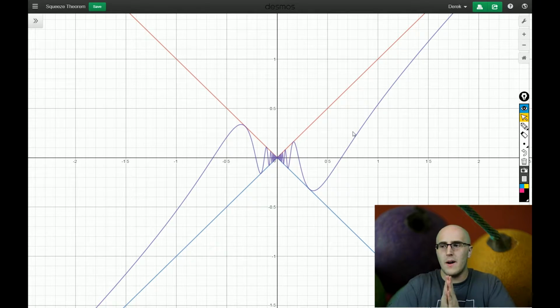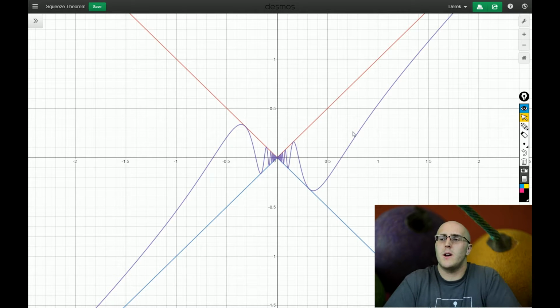Okay, so now we have to talk about the squeeze theorem. The squeeze theorem is the second most important thing we get from limits, I'd say, next to the derivative. But since we'll be using the squeeze theorem regularly throughout the rest of this series, it's important we talk about it. And it's really not that hard.